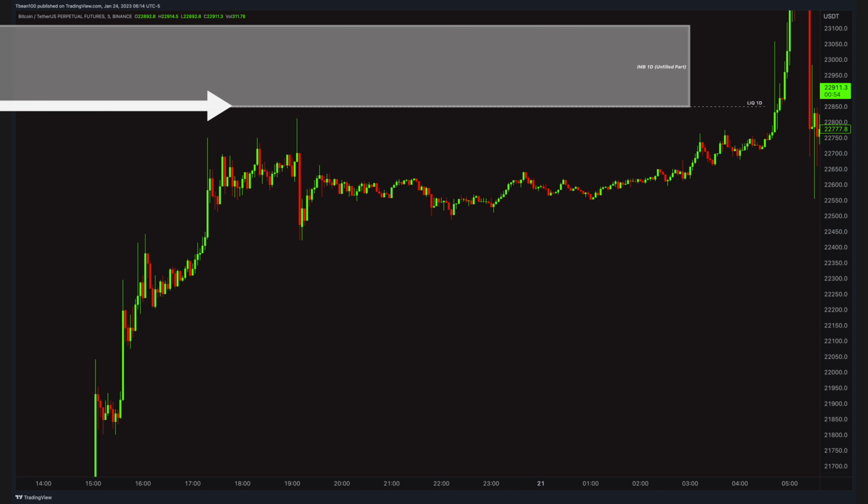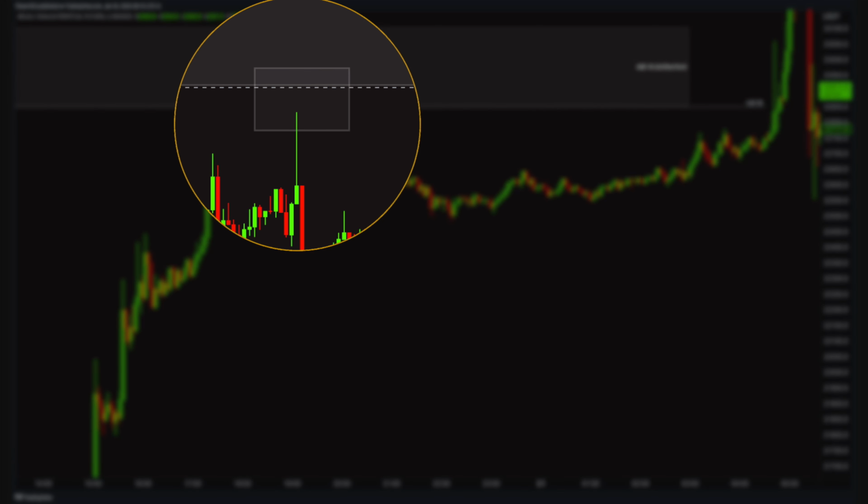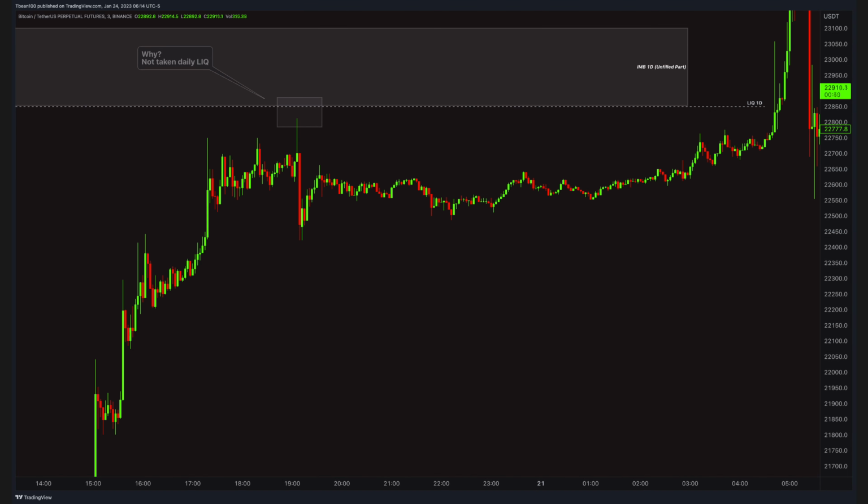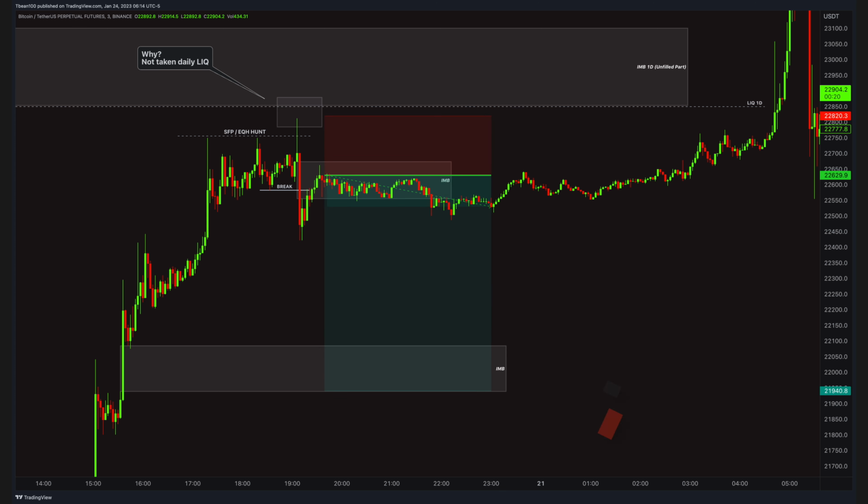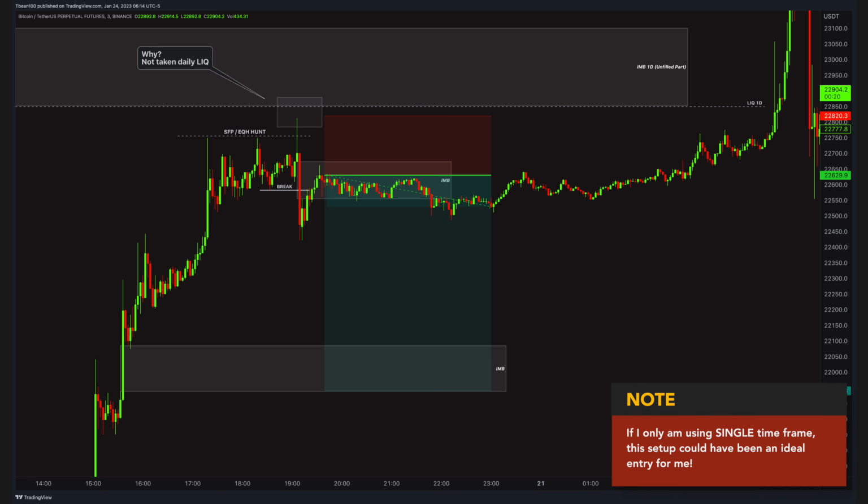There's also the leftover part of the imbalance still waiting to be filled. Do you see this? Almost hunted the daily liquidity and touched the imbalance. But it did not. Instead, the price makes a sharp fall here, creating a nice break with imbalance. Plus, there are great targets below for us to trade, right? Not just only that, but it also makes internal equal highs hunt and creates a swing failure pattern right here. In normal conditions, this is a great setup.